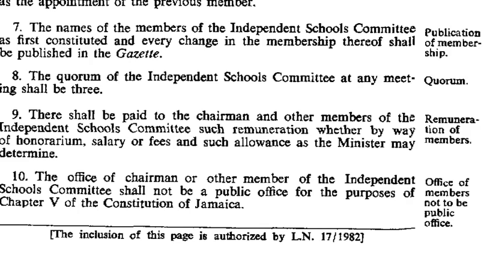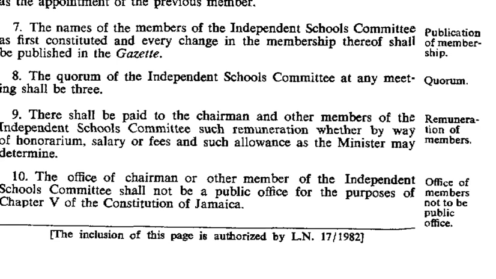7. Publication of membership. The names of the members of the Independent Schools Committee as first constituted and every change in membership thereof shall be published in the Gazette. That means it will be made public. 8. Quorum. The quorum of the Independent Schools Committee at any meeting shall be 3.